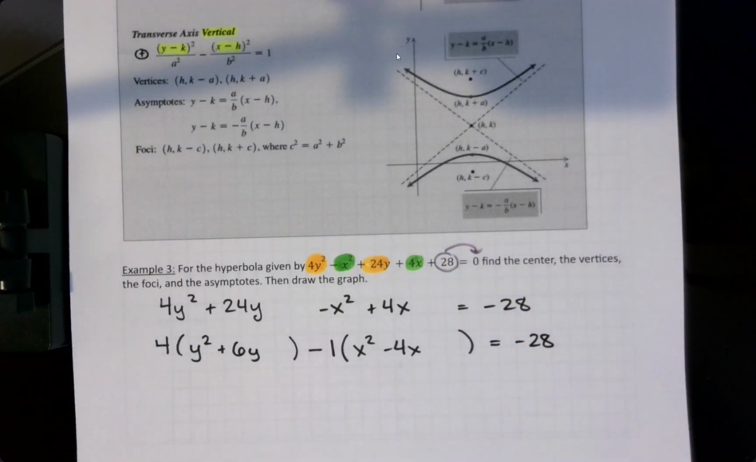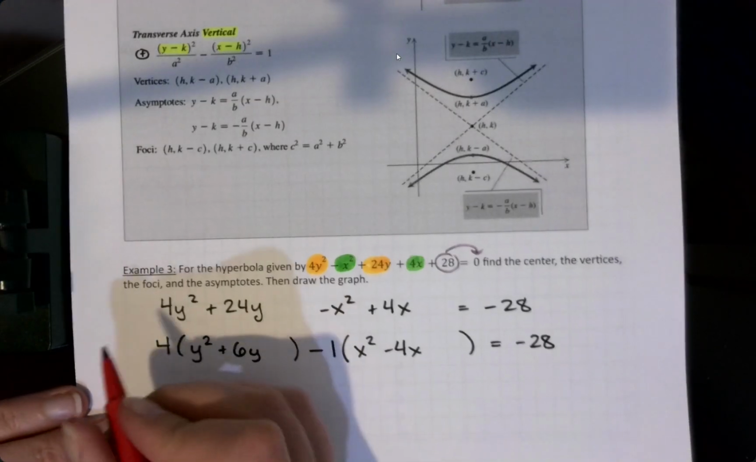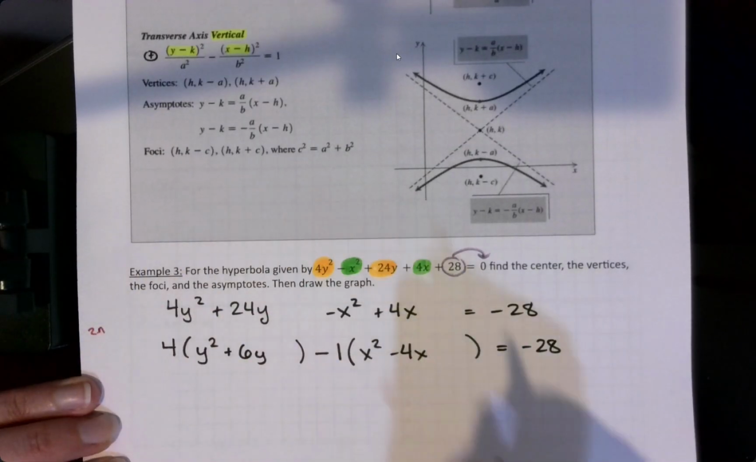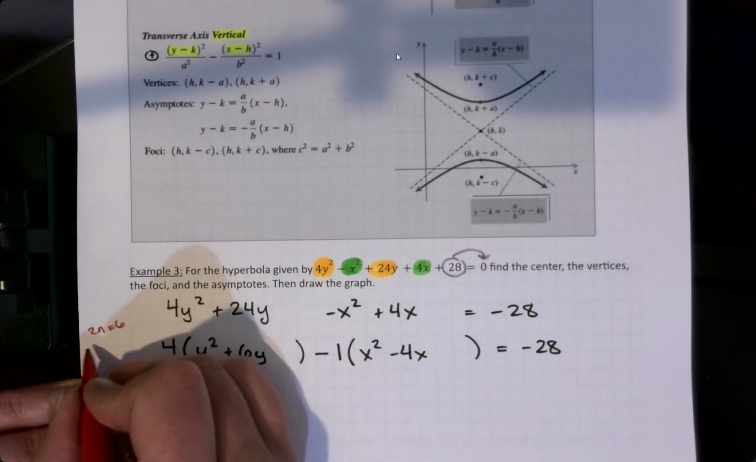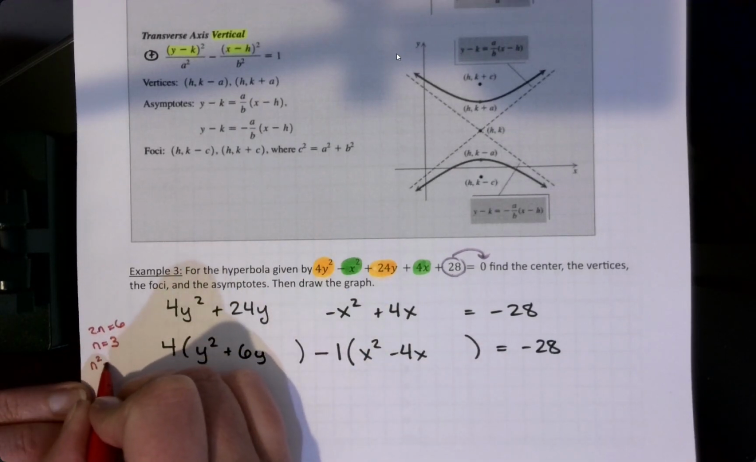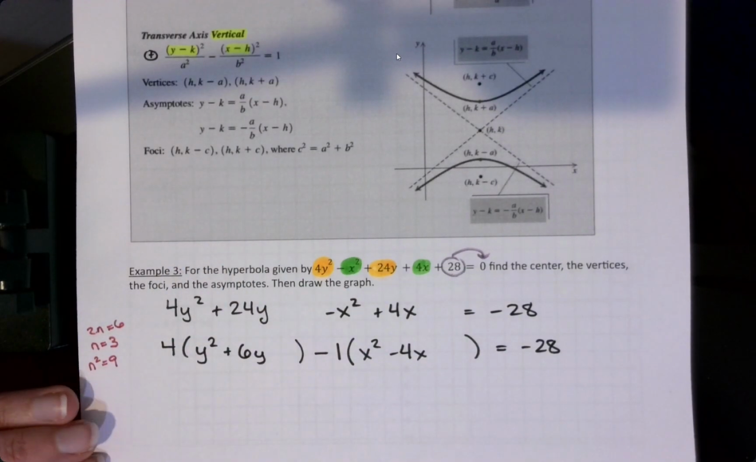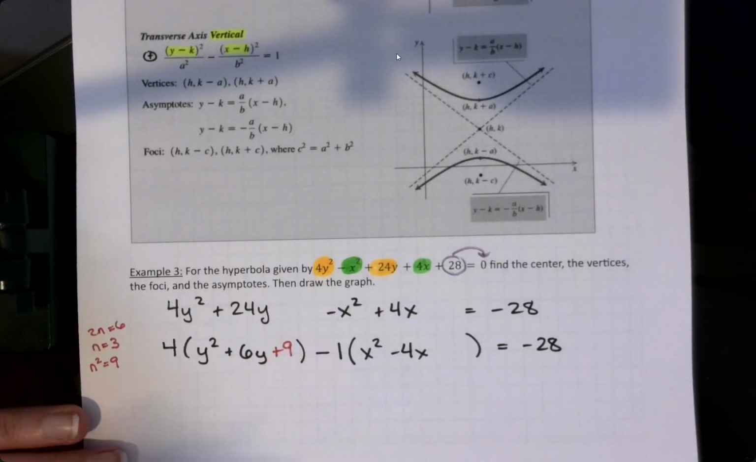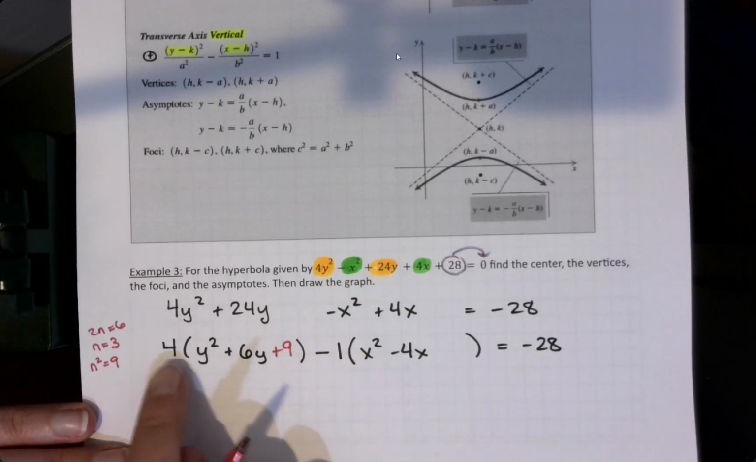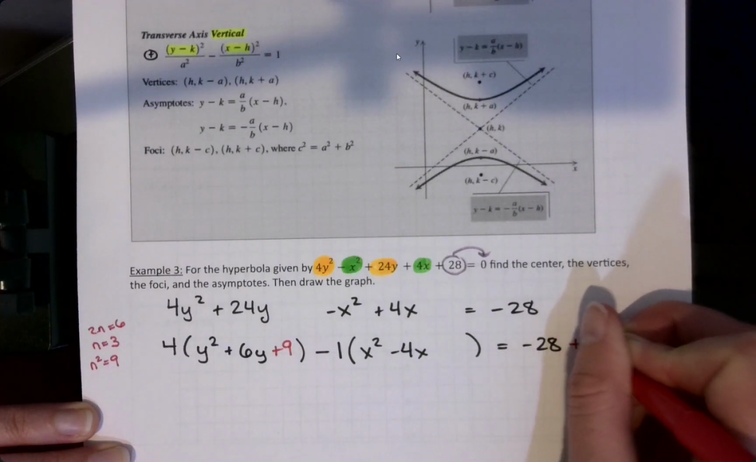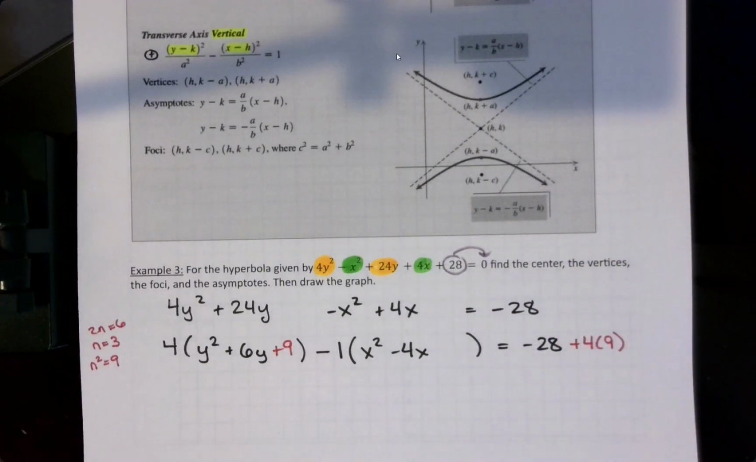Now we'll factor each of those squares. For the y variable, we have the center term here, which is 2 times our n number as 6. So the n value is 3, and n squared is 9. 3 squared is 9. So to complete the square, I need to add a 9. That 9 is really a 4 times 9. So to balance it, I'm going to make sure I add 4 times 9 to the other side.